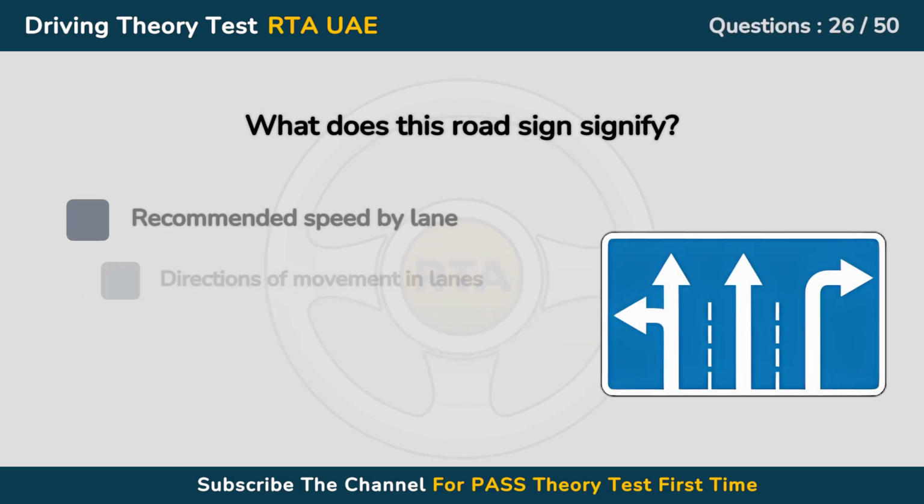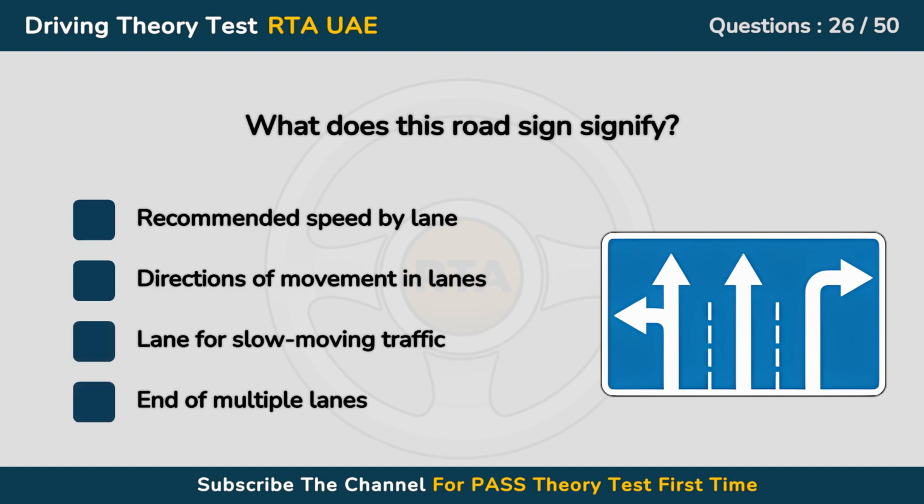Question 26. What does this road sign signify? A. Recommended speed by lane. B. Direction of movement in lanes. C. Lane for slow-moving traffic. D. End of multiple lanes.